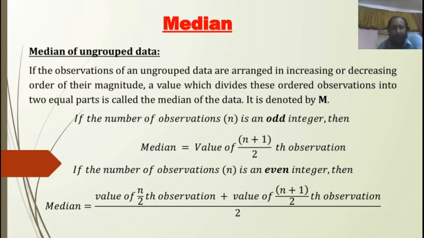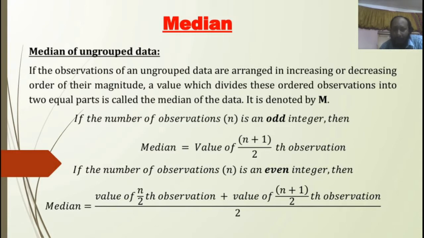Today's topic is median. So first of all, what is median? Median of ungrouped data. If the observations of an ungrouped data are arranged in increasing or decreasing order of their magnitude, a value which divides this ordered observation into two equal parts is called the median of the data, and it is denoted by M.